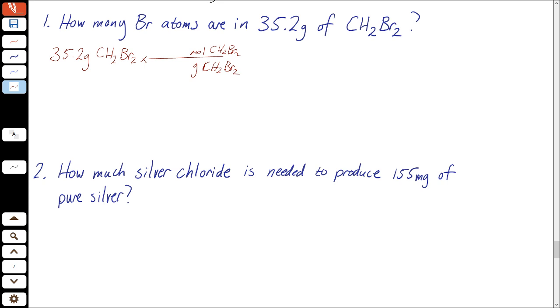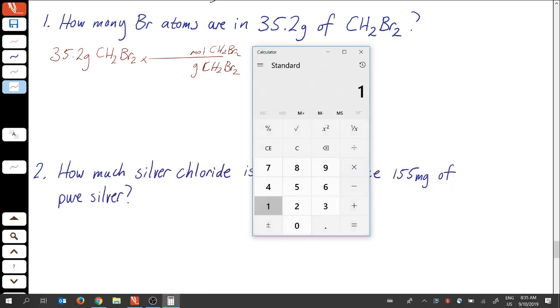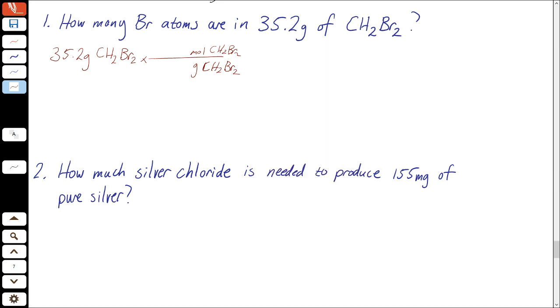And to do that, of course, we need the molar mass. So we're going to calculate 12.01 plus 2.02, that's 2 hydrogens, plus 2 bromines. $173.83, is that what you got for the molar mass of that one? Okay, or 170. Yeah, we'll do that. 173.8 grams per mole.